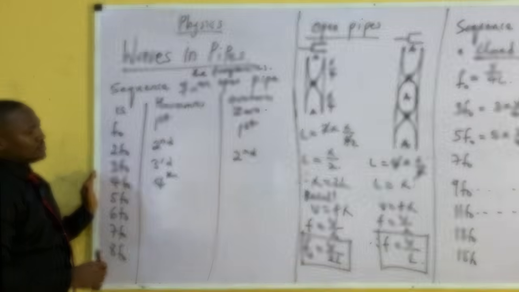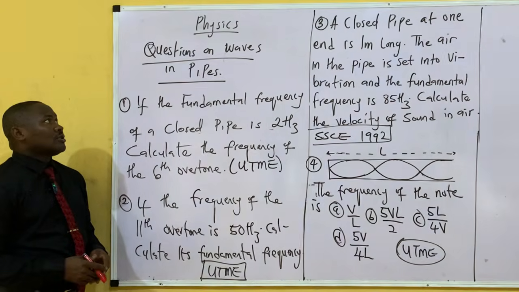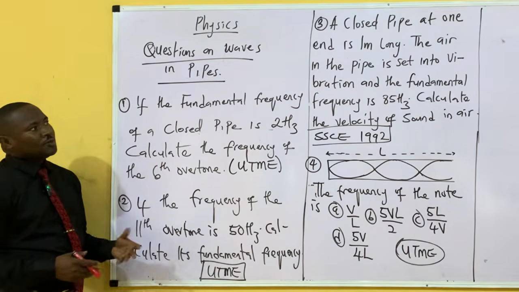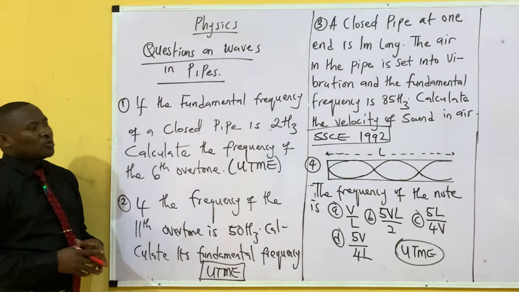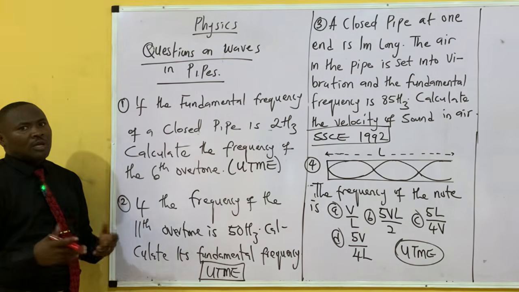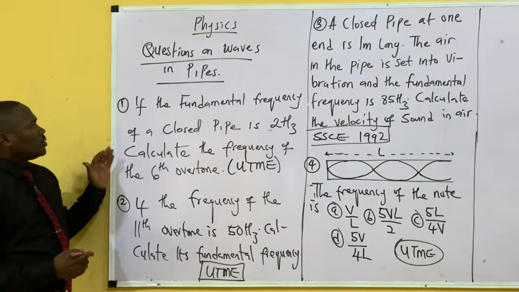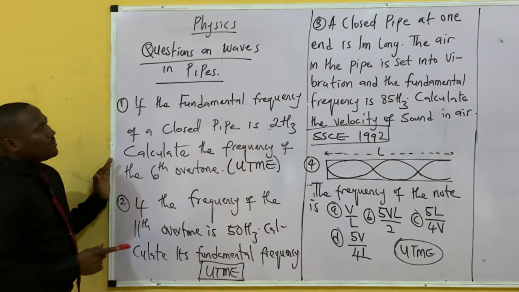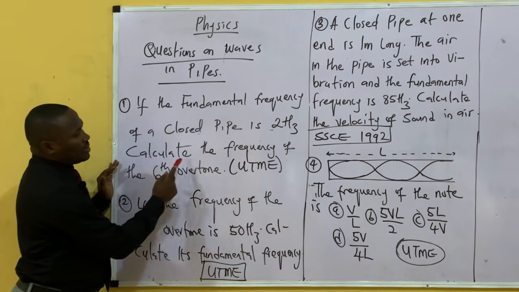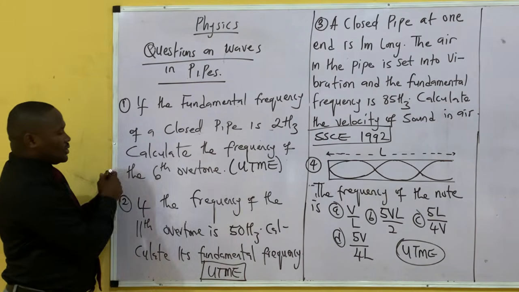Thank you. Now we'll be looking at some questions in pipes. I have four questions written here. We'll still be doing more questions, but most of these are questions that will help you tackle other questions at your own leisure. Now, the first question says, if the fundamental frequency of a closed pipe is 2 Hz, calculate the frequency of the sixth overtone.